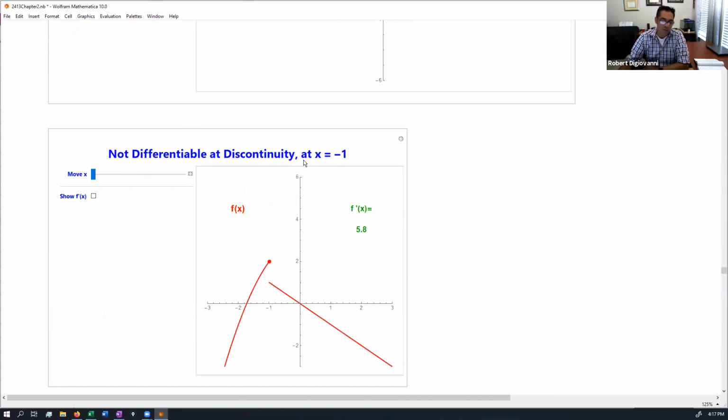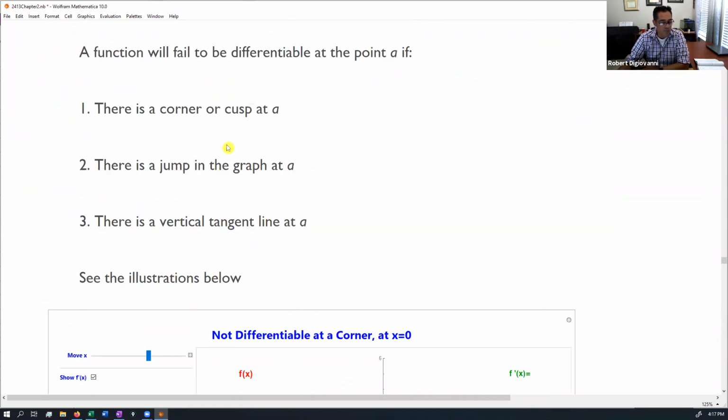So end of the day, what do you need to know? You need to know that there are three places a function can't be differentiable: at a corner or a cusp, if you have a jump in the graph, or if you have a vertical tangent. At any of those three, you are not differentiable.